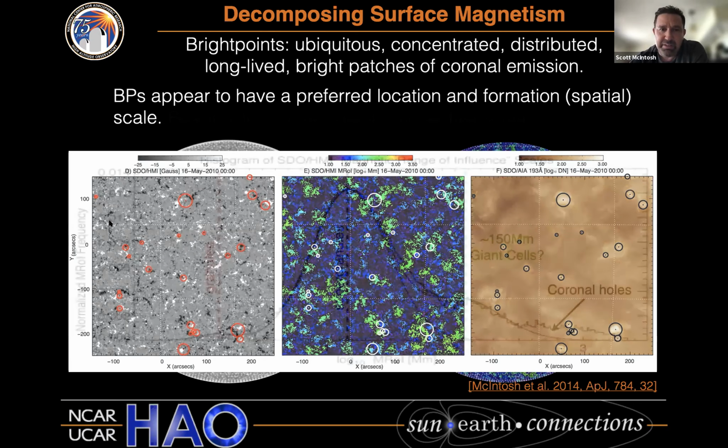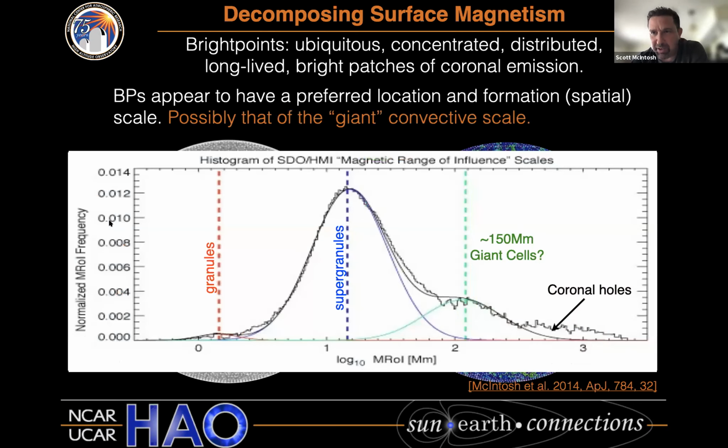It wasn't the scale of a granule down at the megameter range. It wasn't the convective scale of supergranules at the tens of megameters range, but it was somewhere in between those inactive regions, somewhere in the region of 150 megameters. So these things are roughly separated by the scale of these mysterious objects that have been speculated to exist in the sun called giant convective cells.